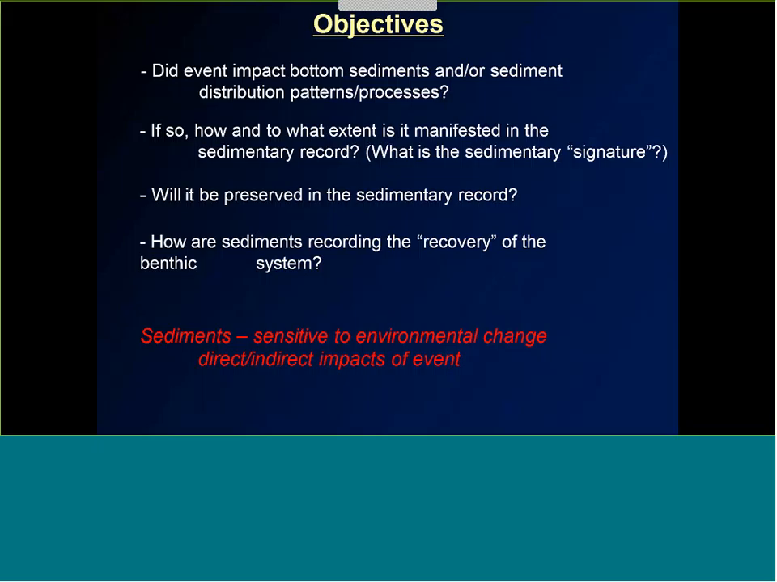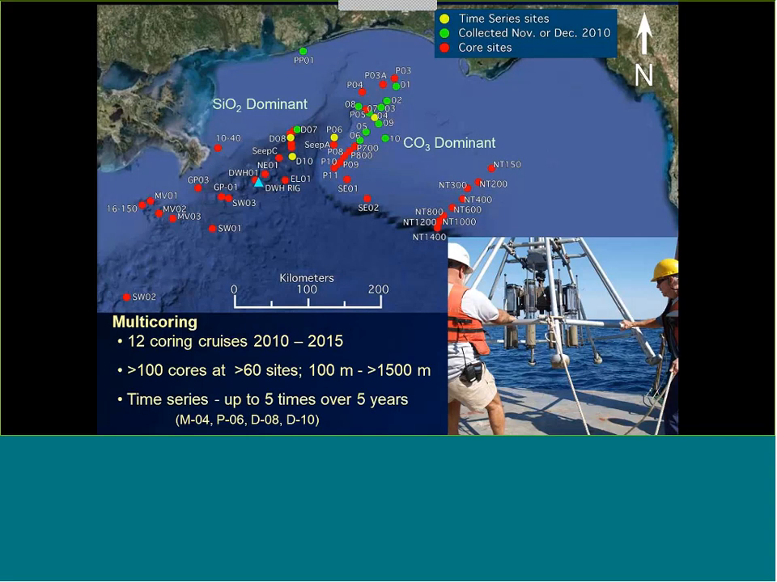This is our study area. You can see DeSoto Canyon in the northeastern Gulf. The red and yellow and green dots are our core sites. Our database consists of cores collected on 12 coring cruises between 2010 and 2015. Over 100 cores were collected at more than 60 sites, ranging from about 100 meters to a little over 1,500 meters water depth. And some of these sites were occupied several times, up to 5 times in a time series over these 5 years. And these are the ones that I'm going to focus on today.